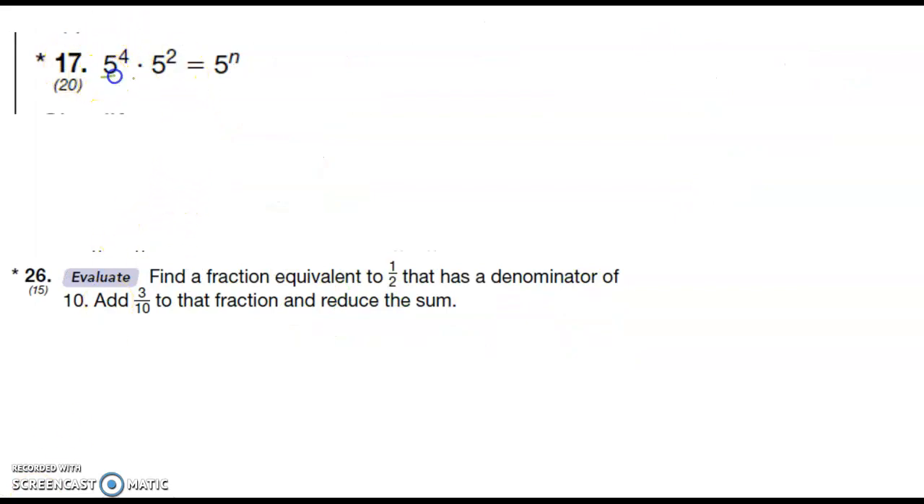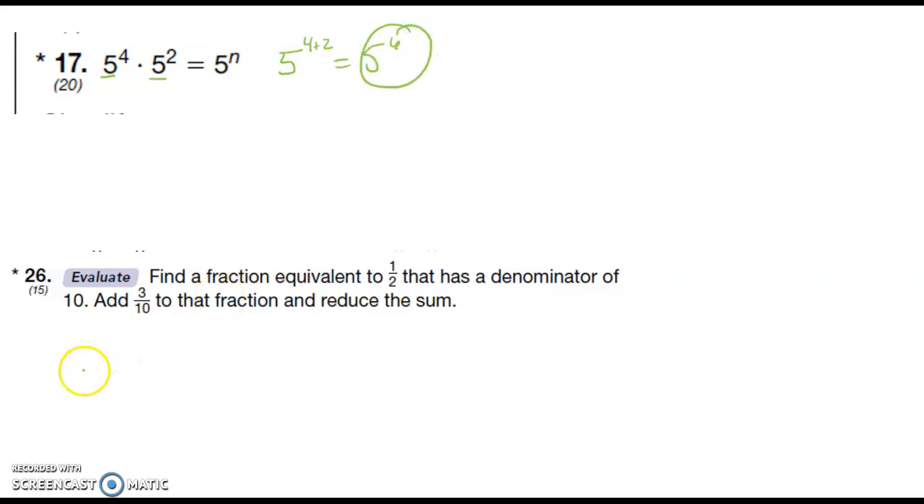All right, here. So we have the same base on number 17, and we are multiplying, and we have different exponents. So when we multiply, we add our exponents. So this is 5 to the 4 plus 2, which is 5 to the 6th.